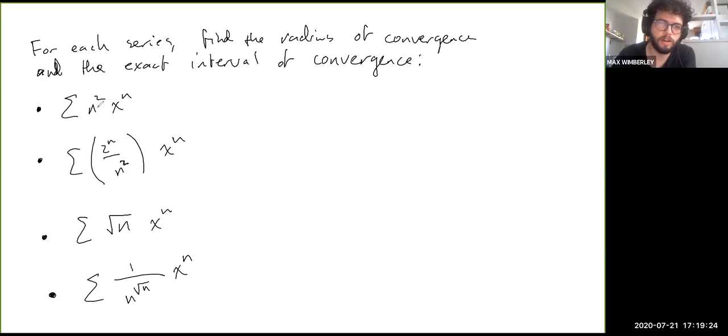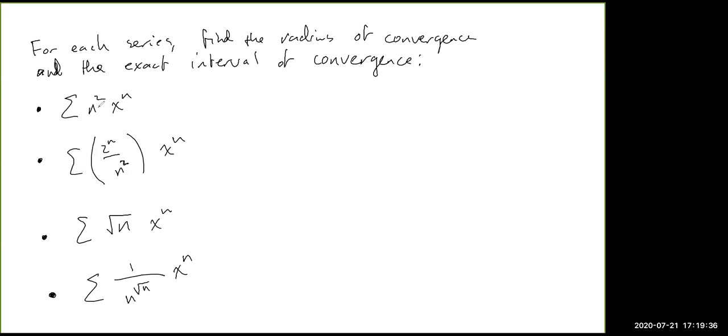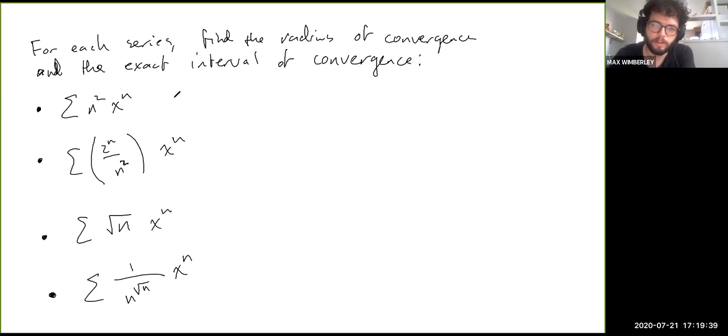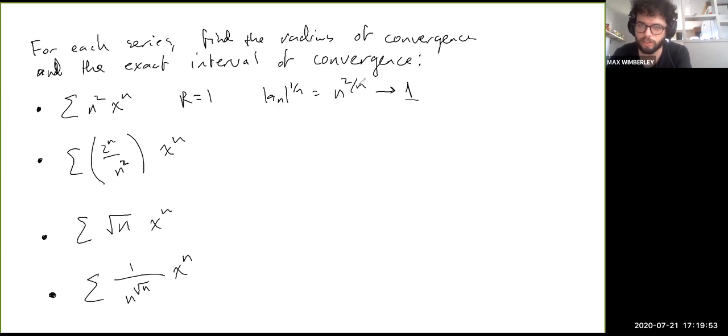So here, what do you guys think the radius of convergence of the first one is? It should be 1. Yeah. And if you actually write down a_n to the 1 over n, you get n to the 2 over n, and then you can tell that that approaches 1, because we know that n to the 1 over n approaches 1. That was one of the early sequences that we proved has the limit 1.